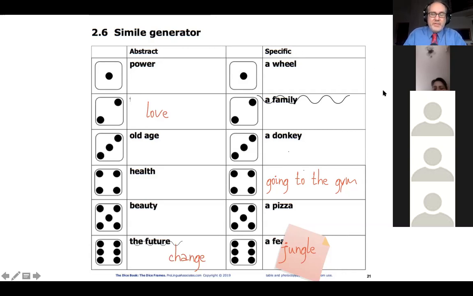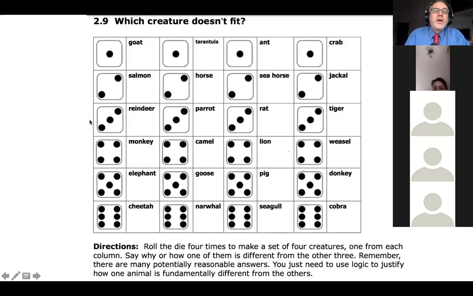So this activity is very good for training students because they'll do the similes. They'll make several of them. Can be a good start for poems or essays.